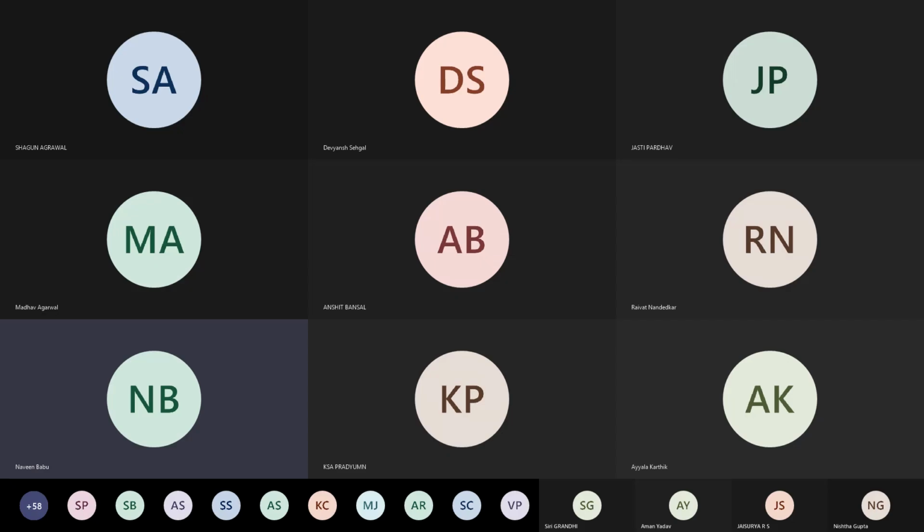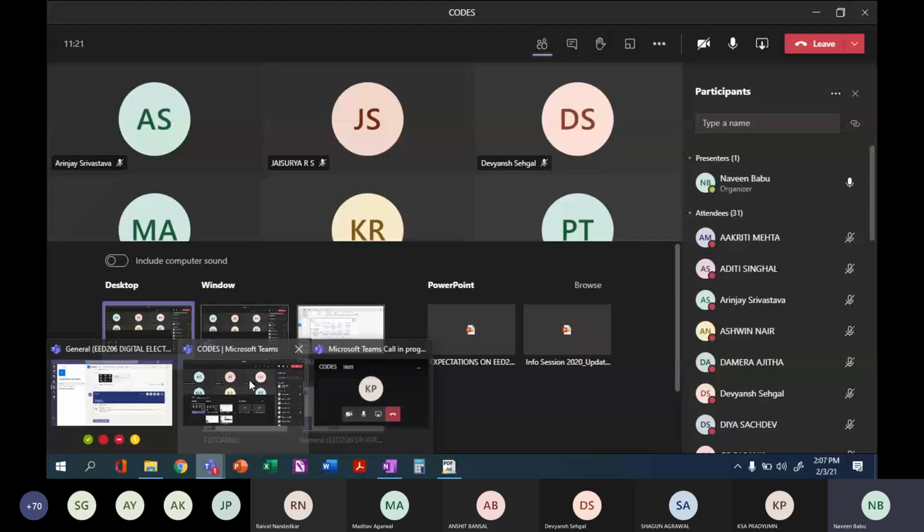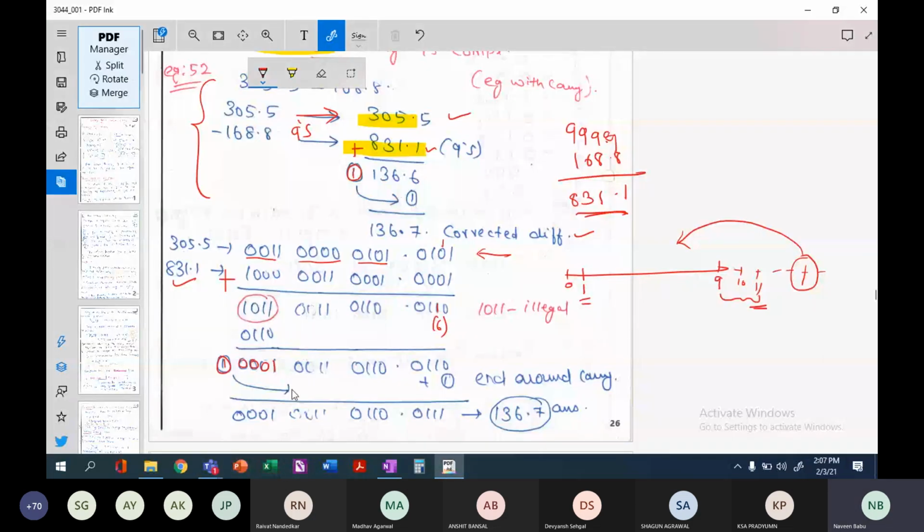Okay. All right. So now we are getting a carry here. What do we do with the end around carry? In this particular case, we add it to the least significant bit. So this carry we add to the least significant bit. This carry is nothing but an end around carry. So you add this, and this will become 111, 111, 0110, 0011, and 0001.